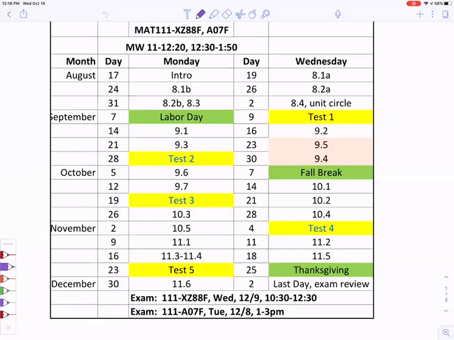So let's do this. I'm going to take this class day and this class day, and I'm going to trade them. Now the test is still going to stop at 10.1. The test will still stop at 10.1. But I'm going to trade those 2 days for 2 reasons. Number one, it'll give me a chance to finish 10.1, and it'll give you a longer chance to practice 10.1.